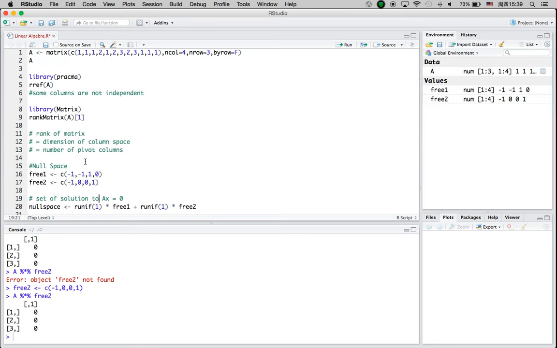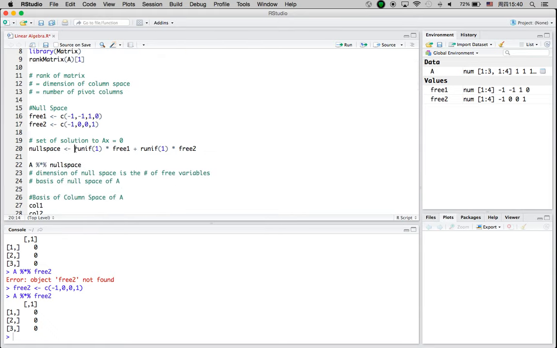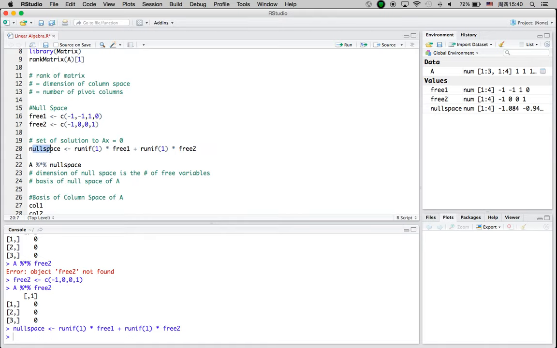And since they are linearly independent of each other, the space spanned by these two vectors should also be the null space. So we can take any linear combination of these two vectors, and the solution should be in the null space. For example, I create two random numbers, give them a random linear combination here, and store that into an object called null space. Then I multiply A by the null space. Again, that should also return 0.